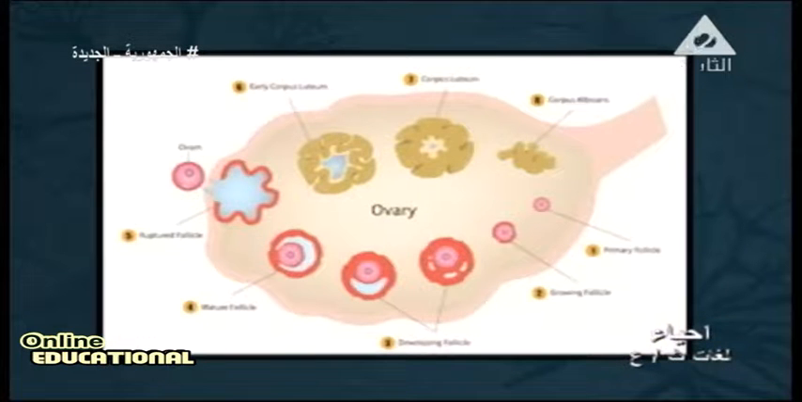This is the structure of the ovary. What happens inside the ovary? First, the Graafian follicles and the corpus luteum are formed to produce the ovum, which comes out in a mature state. If it is fertilized, it forms a baby, or it forms the menstrual cycle if it isn't fertilized.